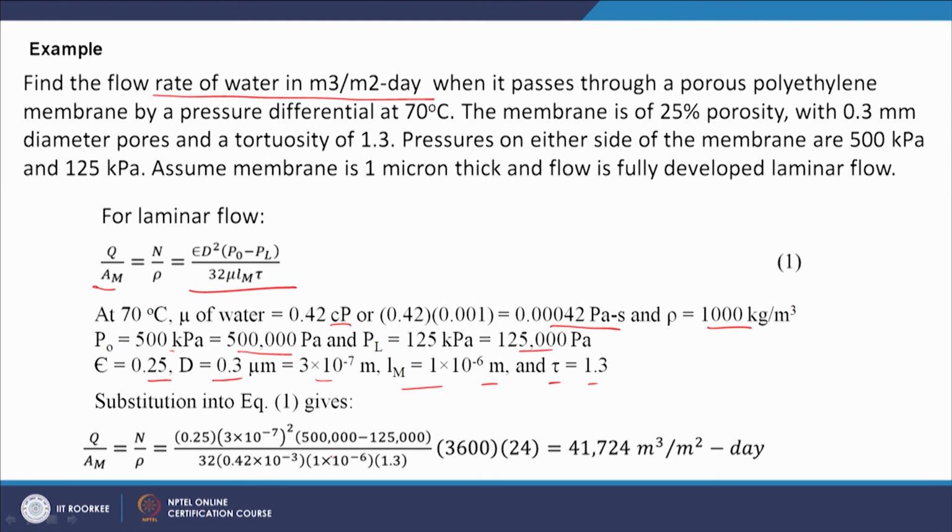But this Q is not per day, it is per second. So, here we have to convert it into per day. These are the conversion factors, multiplied by 3600 into 24. So, it becomes 41,724 meter cube per meter square per day. So, now we are able to solve the example.